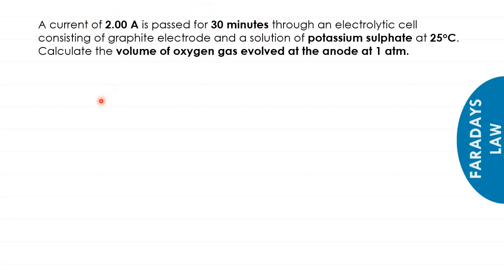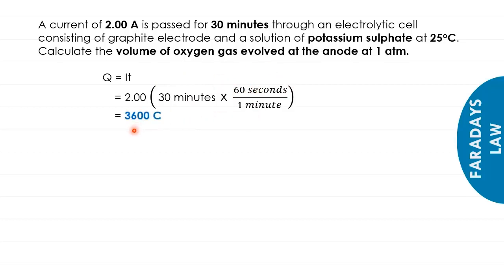We can use the formula Q equals It. You can keep the I as 2 amp, but the time here, 30 minutes, you should change to seconds. So 2 times 30 minutes times 60 seconds will give you the Q of 3600 coulomb. So this charge belongs to only the reactions that happened when this current is applied for this amount of time. But then we want to find the volume of oxygen gas evolved at the anode, meaning at our anode, we aim to get the product of oxygen gas.